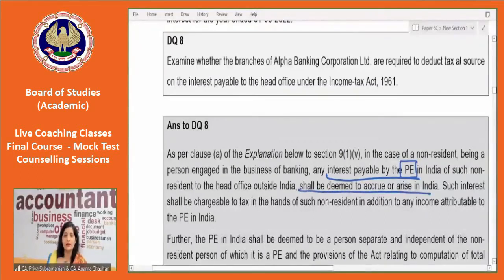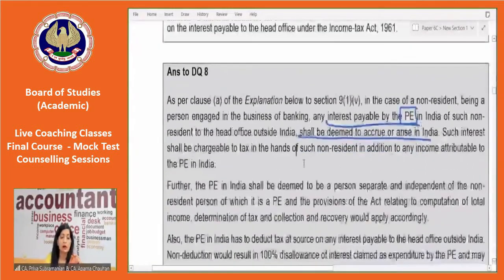In this case, such interest would become chargeable to tax in the hands of that Alpha Banking Corporation Limited. Beyond that, whatever profit is attributable to that PE will also become chargeable to tax in the hands of the foreign entity. Beyond that, the interest portion also becomes chargeable to tax in India in the hands of the foreign entity. So in such a situation, the PE shall be deemed to be a person. You have to treat it as a separate entity.